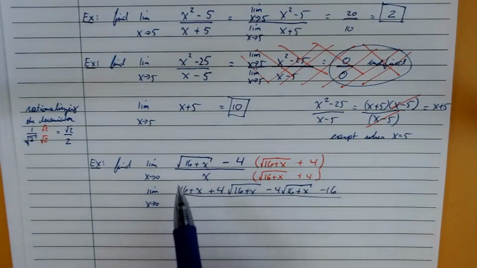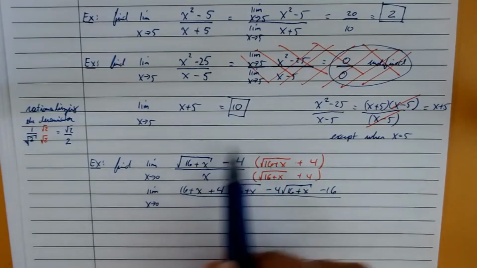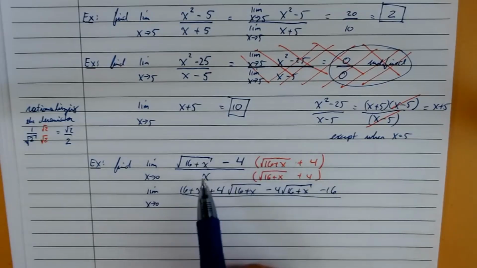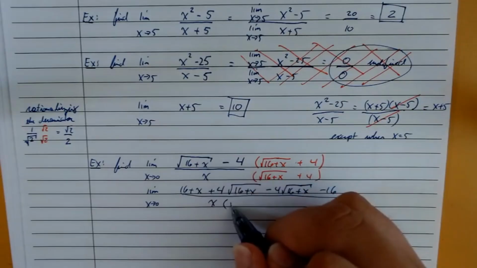Whenever you rationalize something to try to evaluate a limit, the one that had the radical expression, go ahead and multiply all that out and simplify. The one that didn't, go ahead and leave it without multiplying it out. There's a reason for that, which we'll see in the next step.